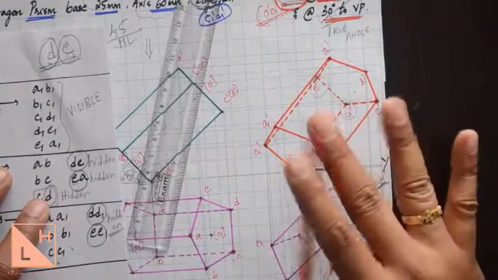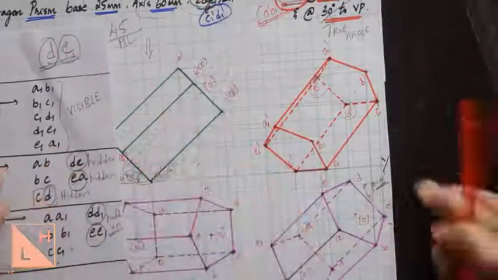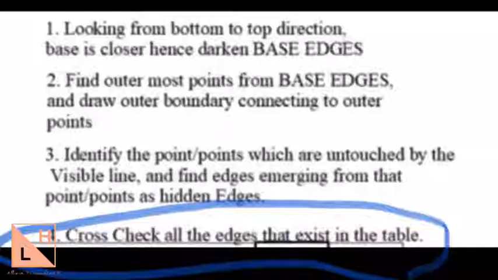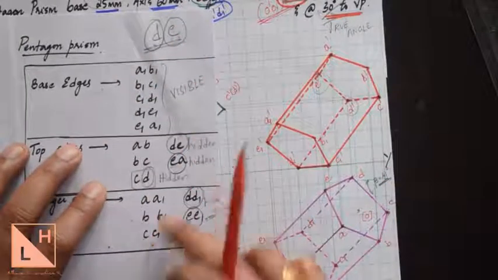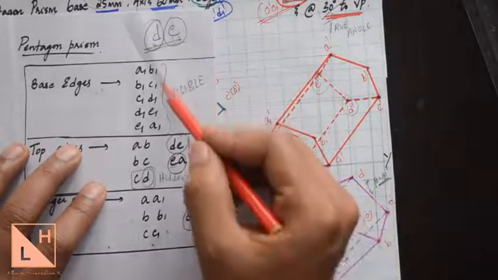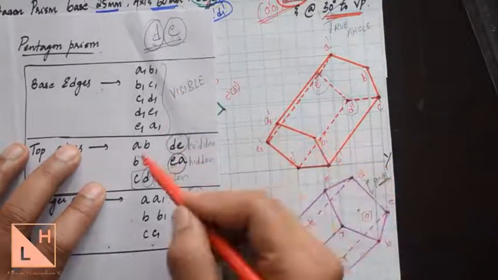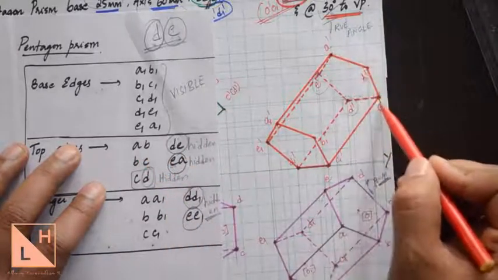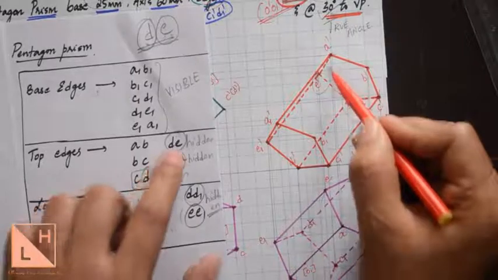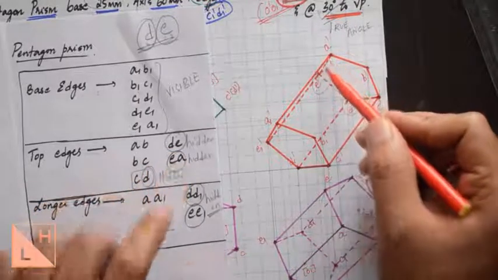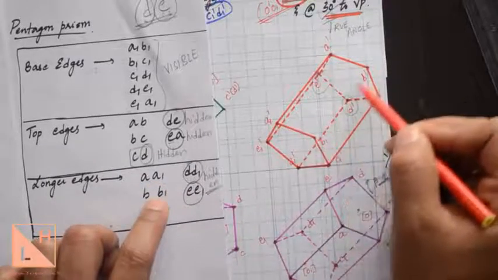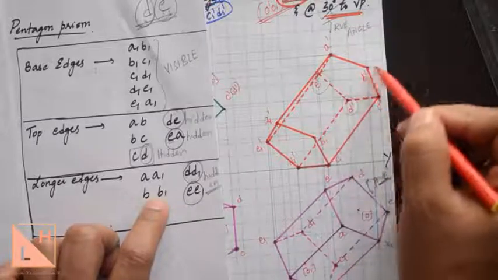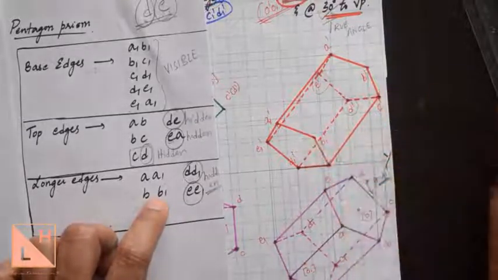Do not forget the fourth step, the fourth step in that set of steps which I have told you to identify hidden edges. The fourth step says to just cross check all the edges, whether each is connected with either a visible or a hidden edge. So all these base edges are connected: AB is connected, BC is connected, CD is connected, DE is connected, EA is connected. Let us check the longer edges. AA1 is connected, BB1. If you have a look at this, one of the longer edges is not yet connected. So connect this with a visible edge, that is the fourth step.